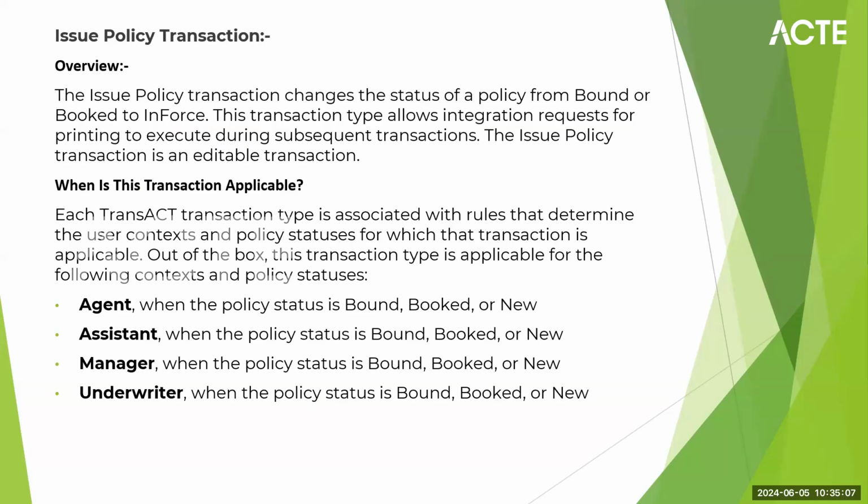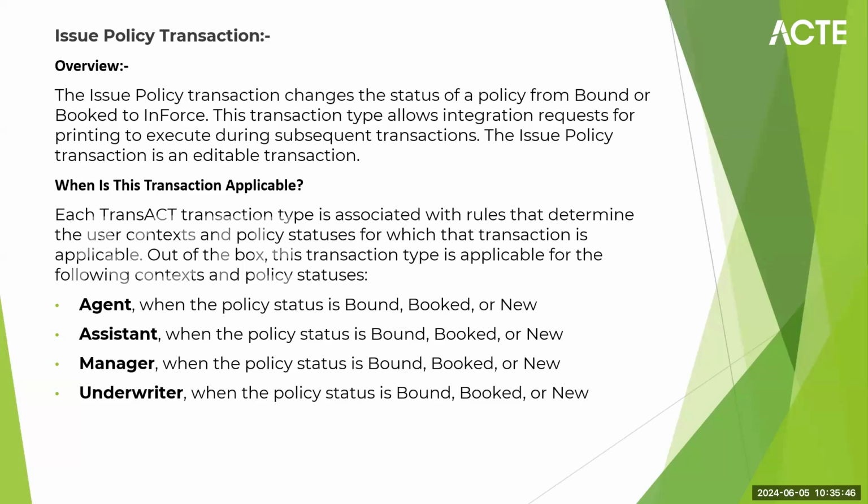Next, the issue policy transaction. The issue policy transaction changes the status of the policy from bound or booked to enforced. When you are doing this issue policy, that policy should be either in bond or booked. Then once you issue the policy transaction, the status will be changed to enforced. The transaction type allows integration requests for printing to execute the different subsequent transactions. The issue policy transaction is an editable transaction. When can you do it?